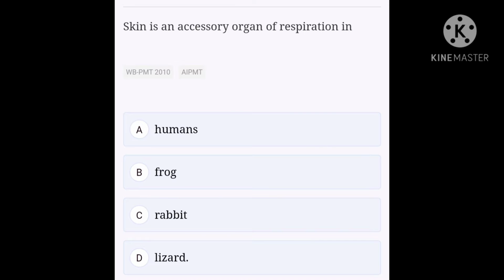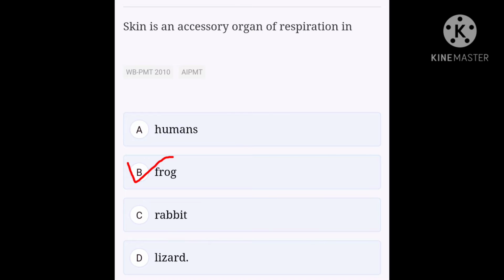Next question. Skin is an accessory organ of respiration in: option A, humans; option B, frog; option C, rabbit; option D, lizard. In addition to lungs, skin is also an organ of respiration in frog. It is in fact the only mode of respiration when the frog is under water or hibernating. Skin is richly supplied with blood and is permeable to gases. That's it, guys. So the right option is B, frog. Let's see our next question.